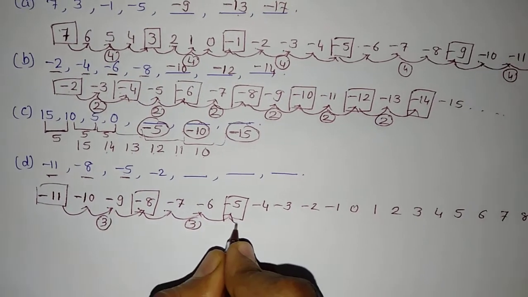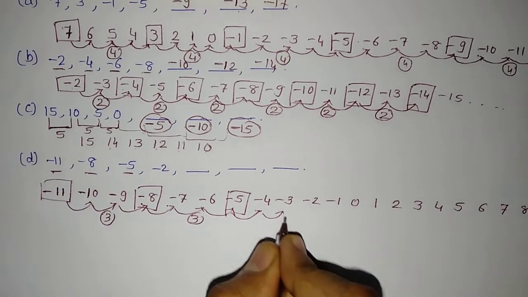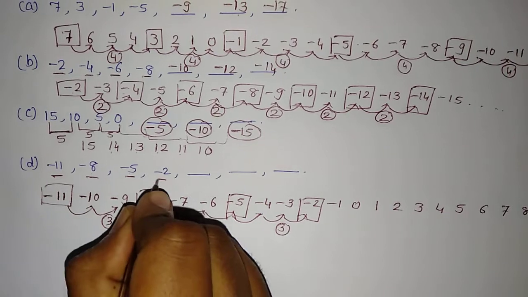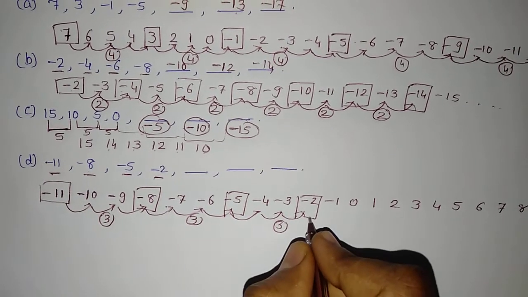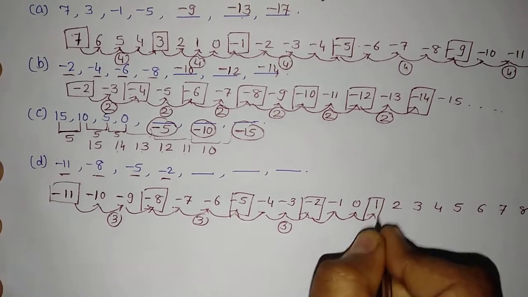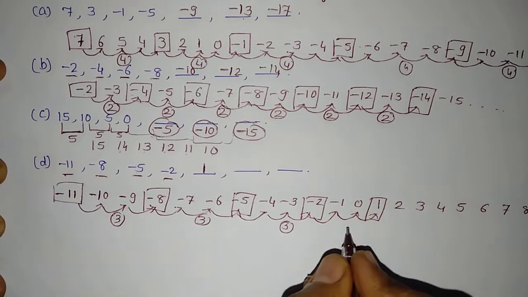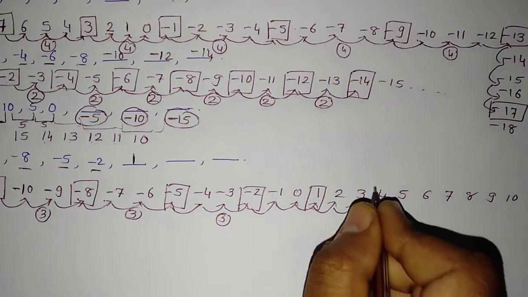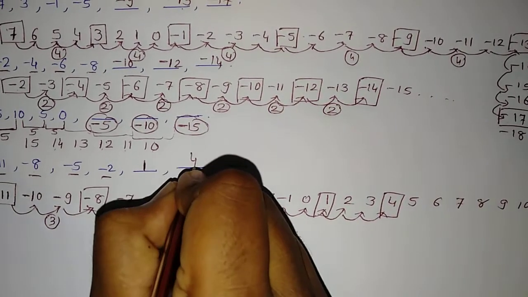Again with the gap of 3: 1, 2 and 3. What did we get? That is minus 2. It is here. So again we'll go with the gap of 3: 1, 2 and 3. So it is number 1. Next again 1, 2 and 3 will go here. So it would be number 4.